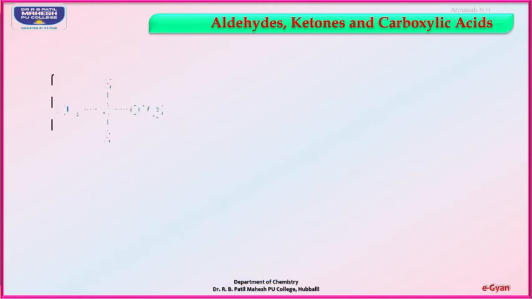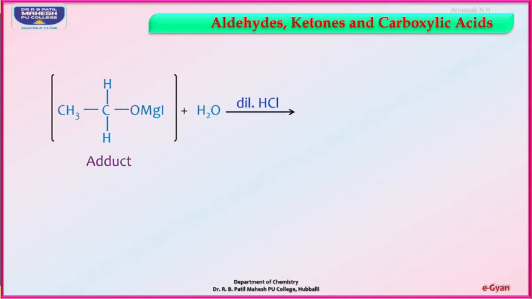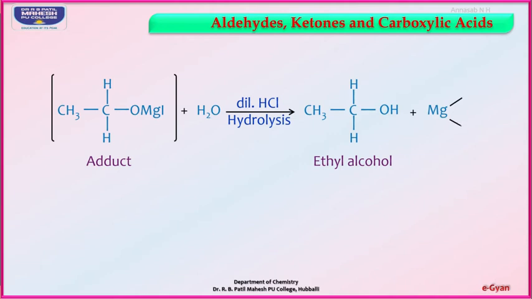So that is the adduct we have, which is treated with water. The process is called hydrolysis in presence of dilute HCl. So the product formed is ethyl alcohol, and we have a byproduct, MgOHI. So only formaldehyde can give primary alcohol. Other aldehydes can give secondary alcohol. Ketones can give tertiary alcohol by the reaction with Grignard reagent.